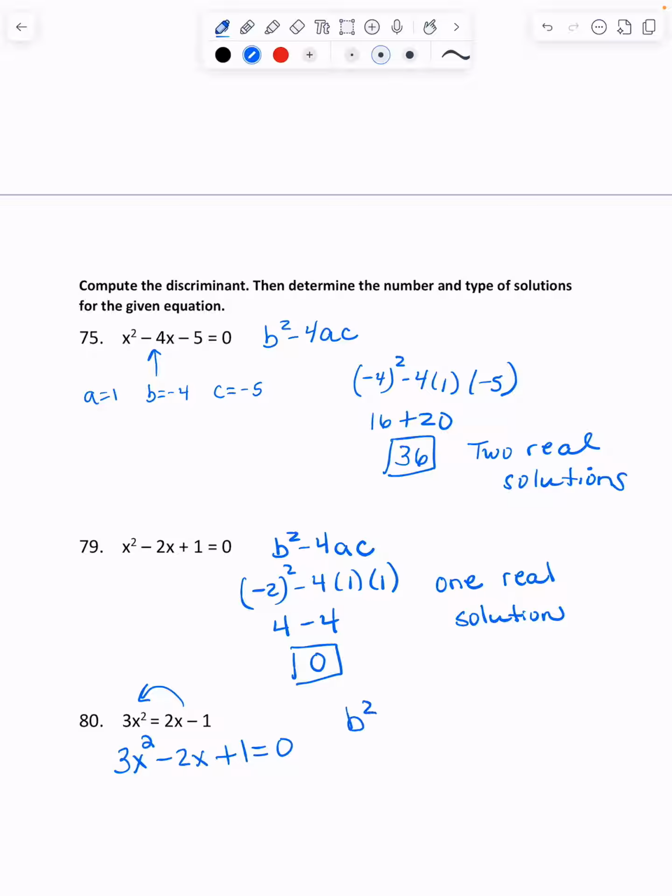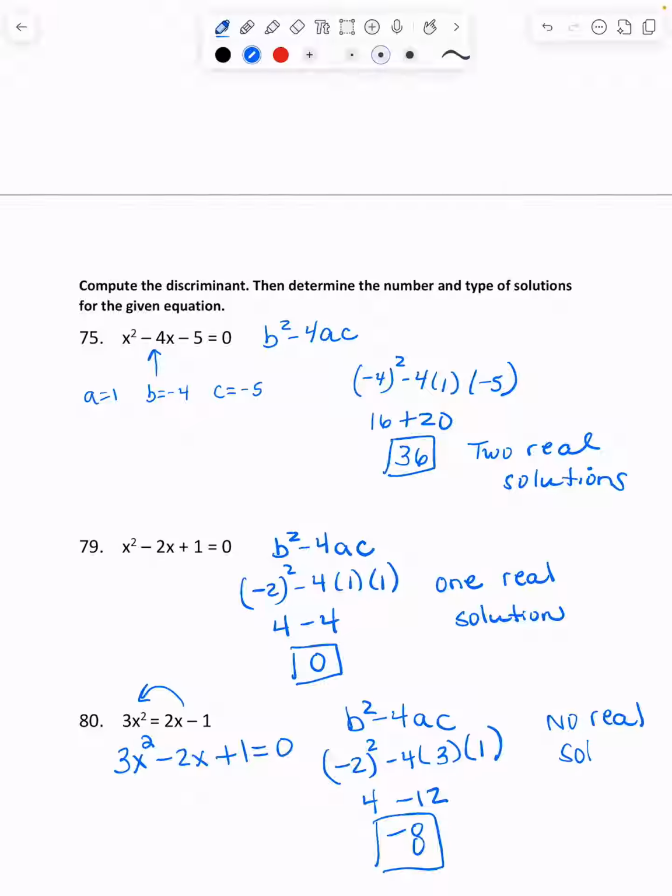Now I can do b squared minus 4ac. So -2 squared minus 4 times, this time a is 3. My c value is +1. I get 4 minus 12, which is -8. So my discriminant is -8. That means that I have no real solutions. And really what I have is 2 imaginary solutions. In other words, they're going to be in the form of a plus or minus bi.